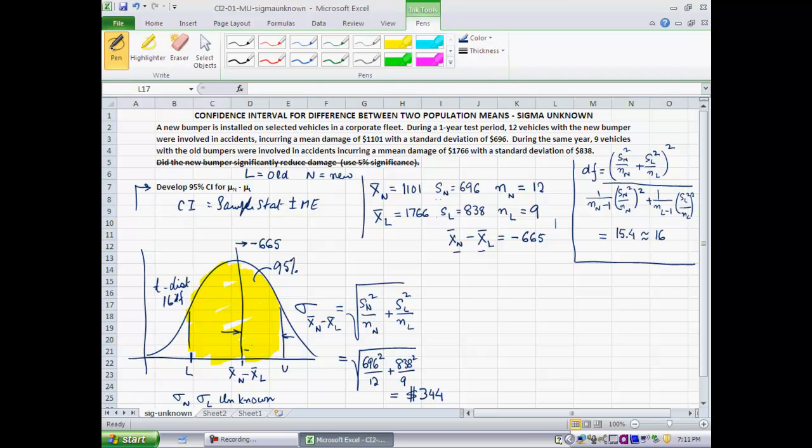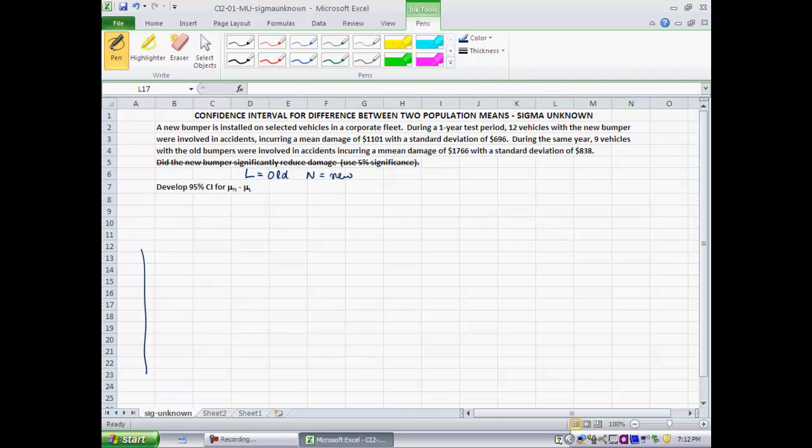And every t distribution has a certain number of degrees of freedom. In this case, you may recall from the hypothesis test problem that we had solved, the degrees of freedom is computed using this little complex formula over here, and it had turned out to be 16, so 16 degrees of freedom. So the sample statistic x bar n minus x bar l has a t distribution with 16 degrees of freedom. And now I want to know how large my margin of error needs to be.